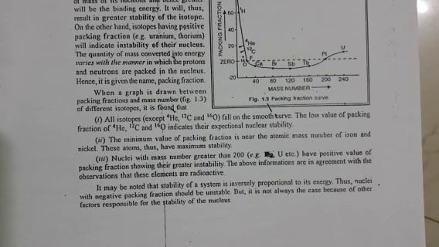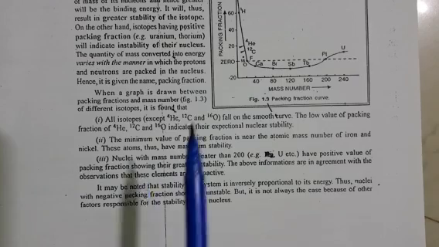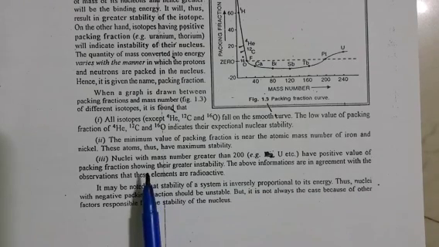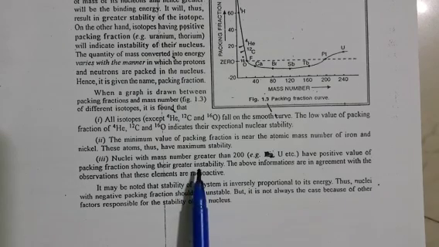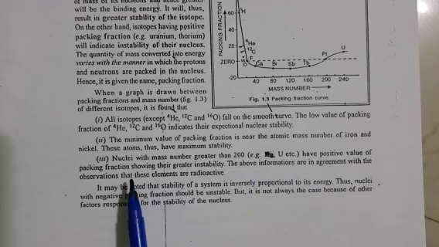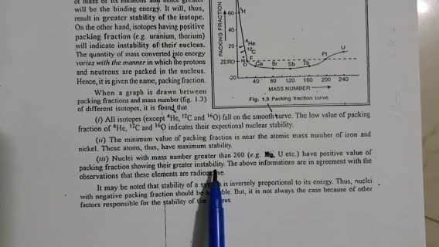The nuclei with a mass number greater than 200 will have a positive value of packing fraction. We already know that nuclei with a positive packing fraction possess instability. In addition to that, you can also say that the nuclei with a mass number greater than 200 possess a positive value of packing fraction, which shows greater instability.